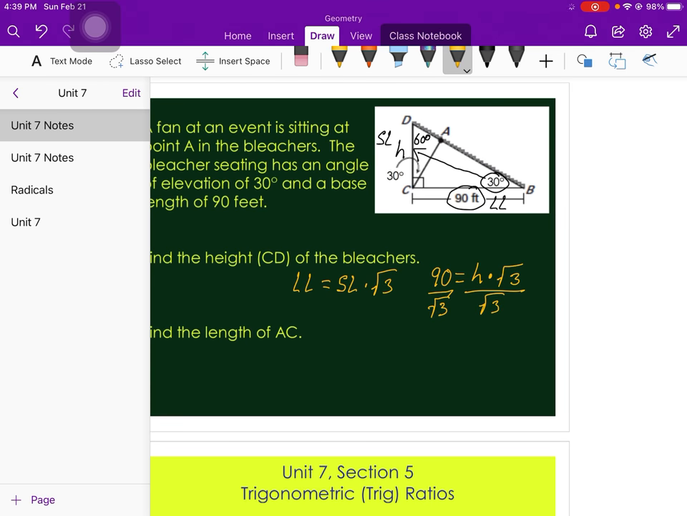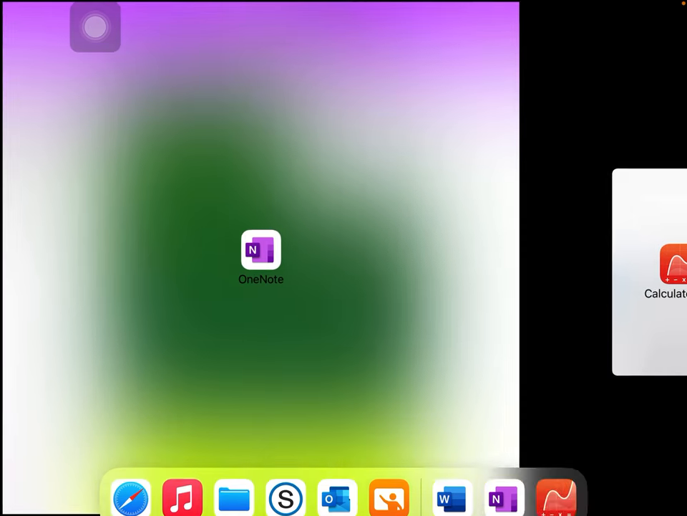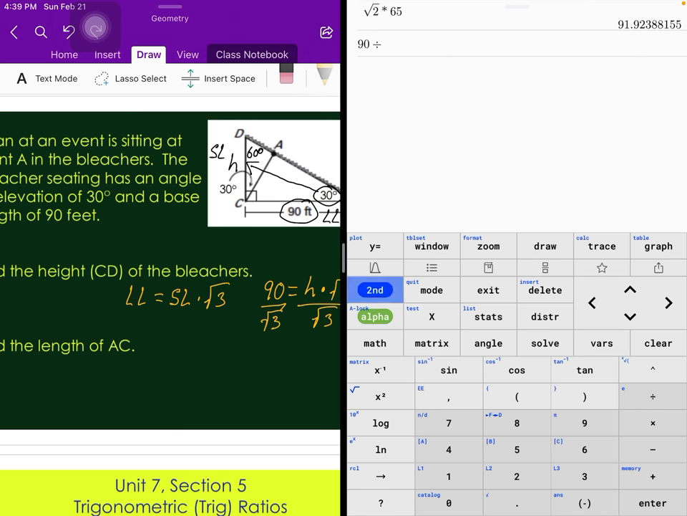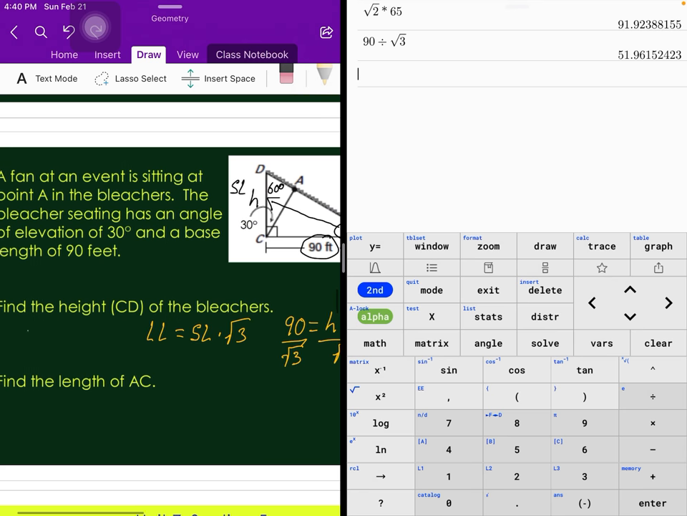And the square root of 3 is not a particularly nice number. So again, we're trying to find values that make sense to us, so we can just go ahead and type this in our calculator. 90 divided by the square root of 3, and we get 51.96. So we're going to say H is approximately 51.96, and that's going to be feet.